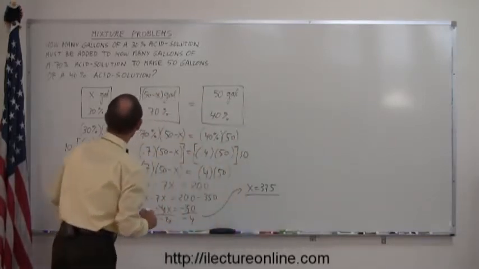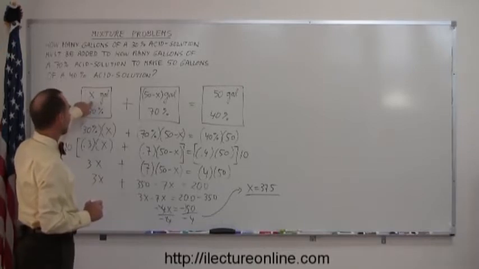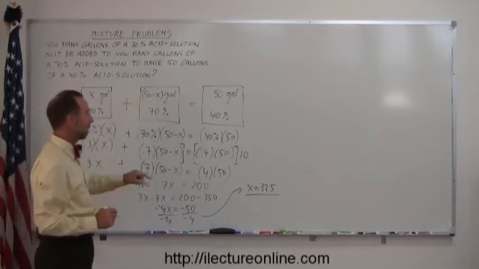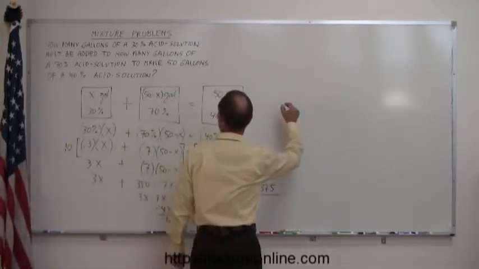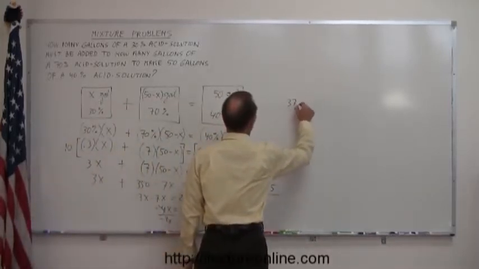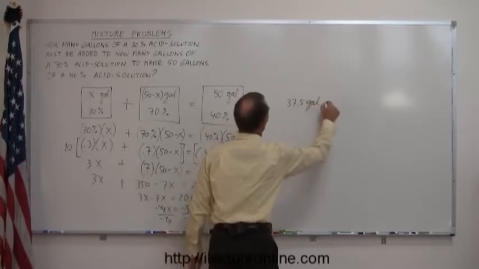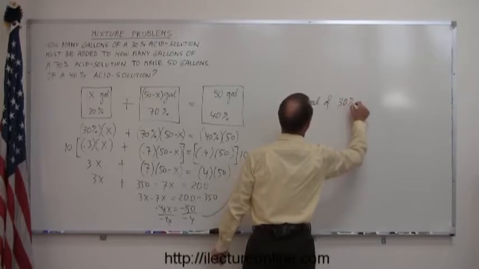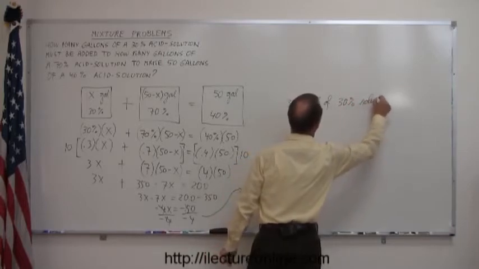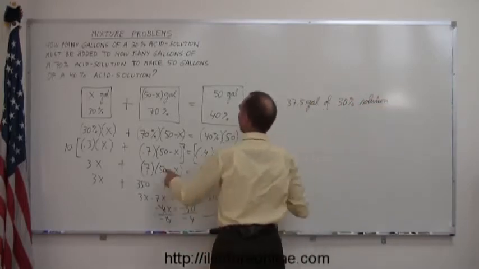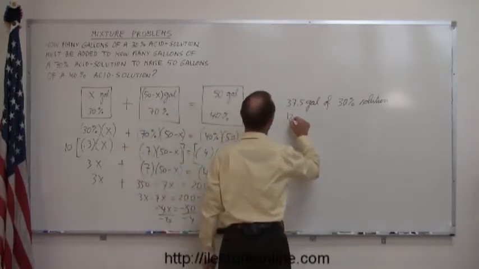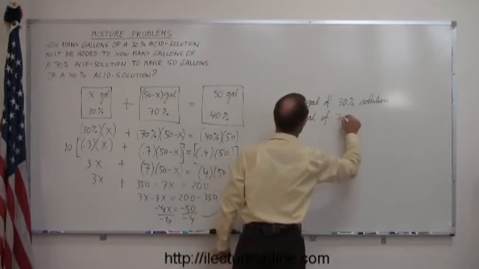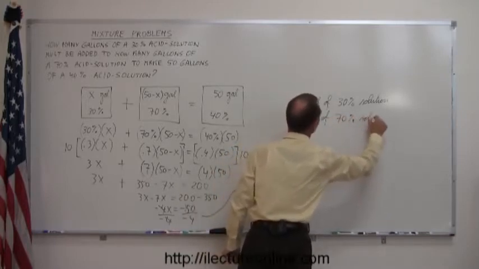So that tells me that I need 37.5 gallons of this solution and 50 minus 37.5, which is 12.5, of this solution. So the answer is we need 37.5 gallons of the 30% solution, and we need 50 minus that, which is 12.5 gallons of 70% solution.